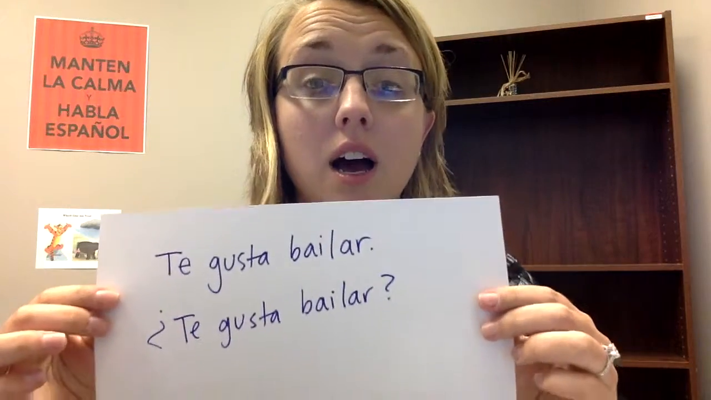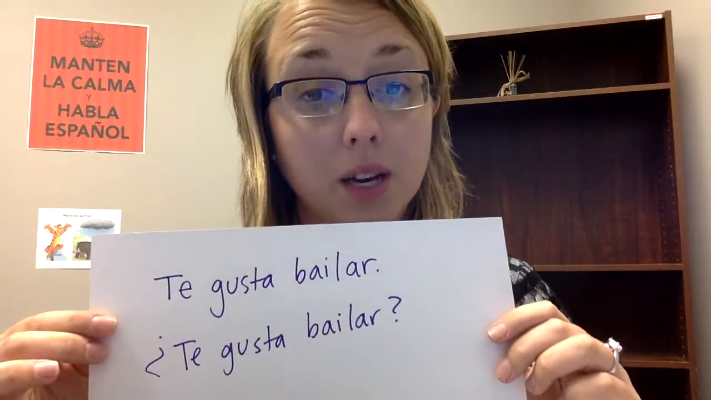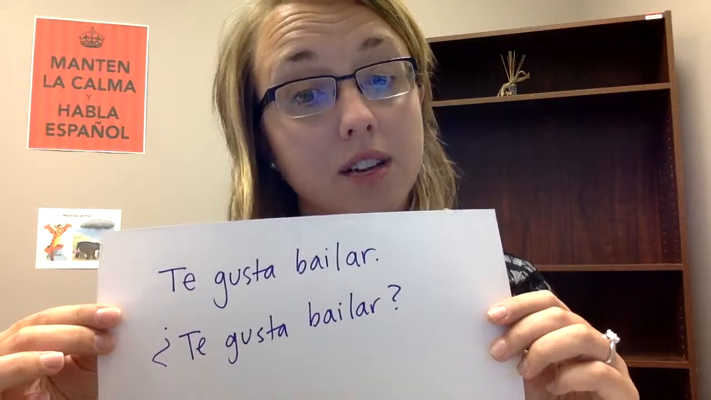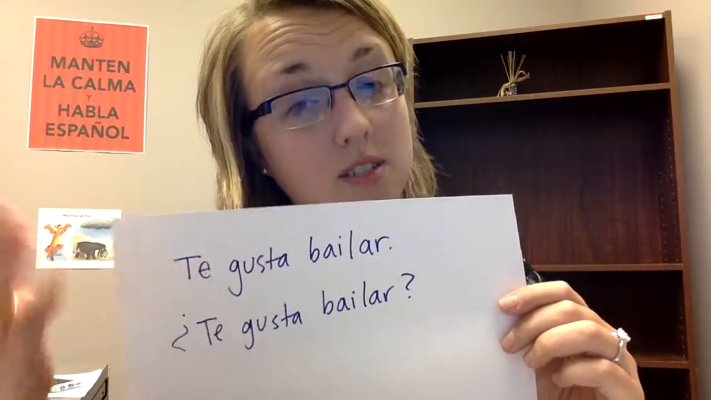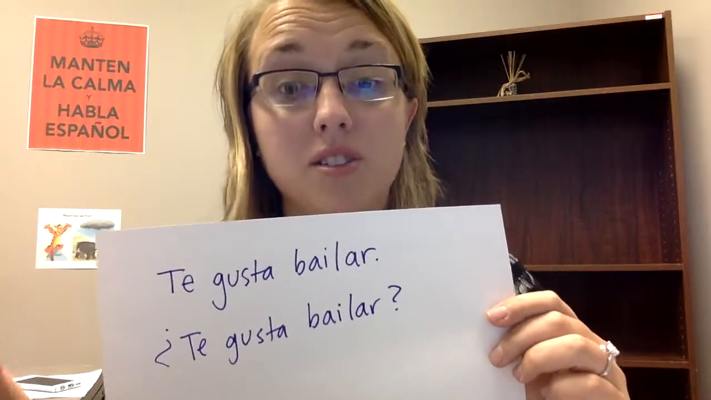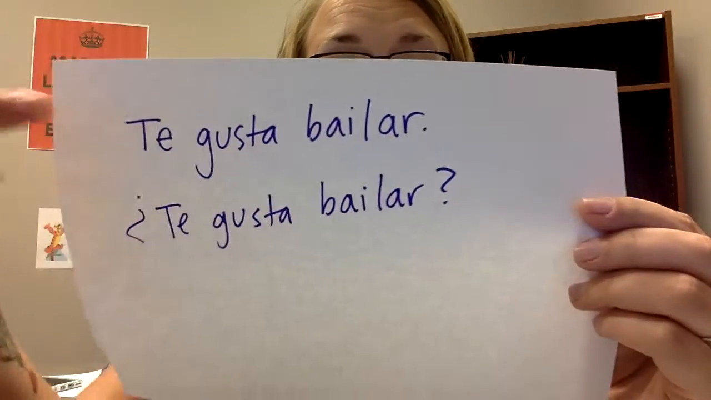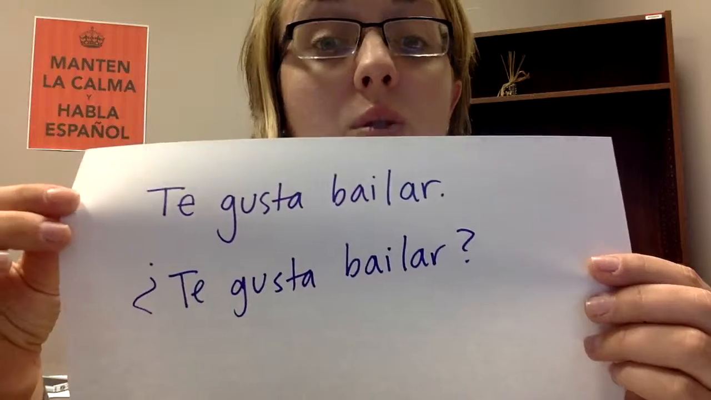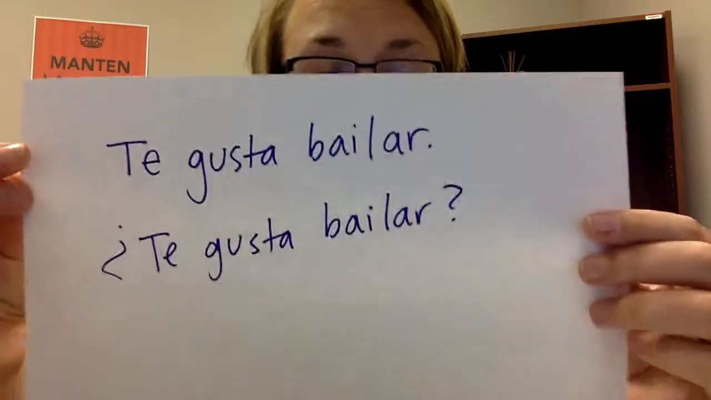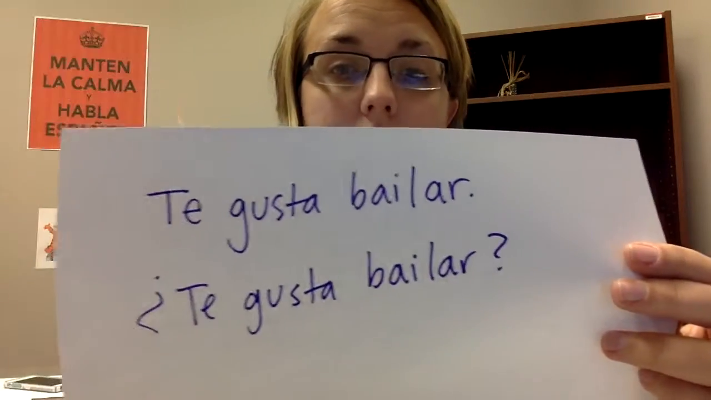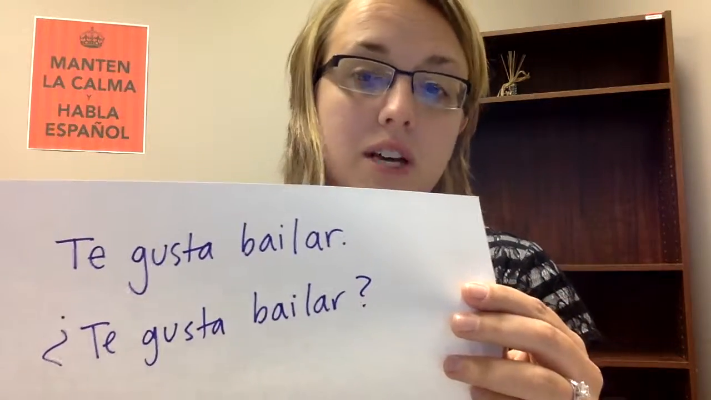So let me give you an example first of the reason that we have upside down question marks and exclamation marks at the beginning of Spanish sentences. This is one reason that I like to explain why it's a good idea not to forget them. These two sentences, as you can see here, "te gusta bailar," that's just a regular statement with the period at the end. That means you like to dance. Just a statement, you like to dance.